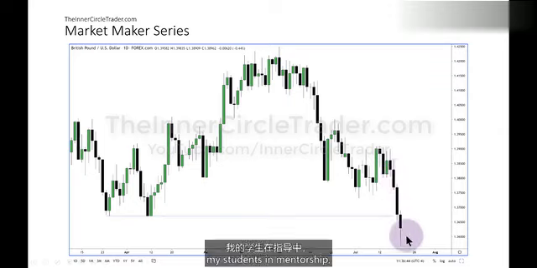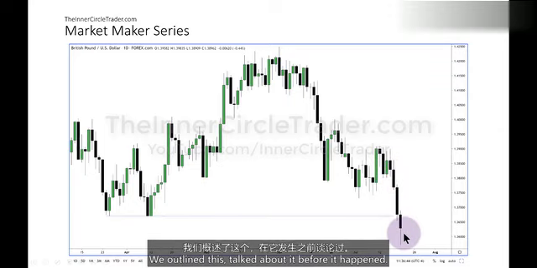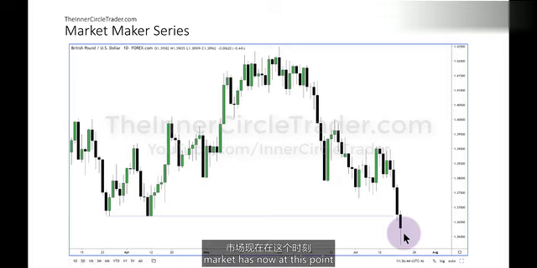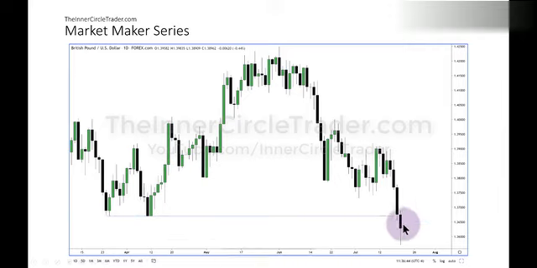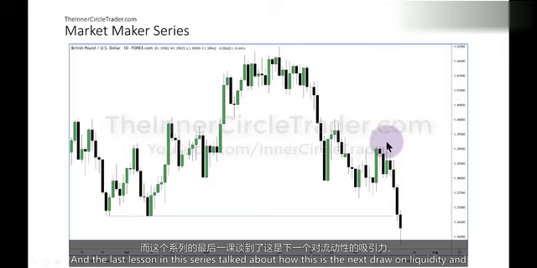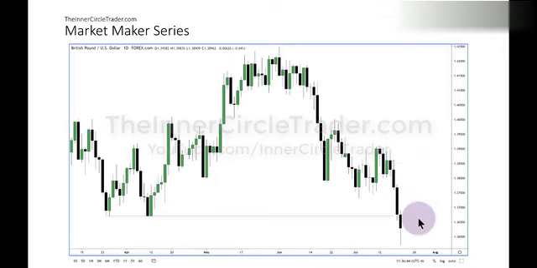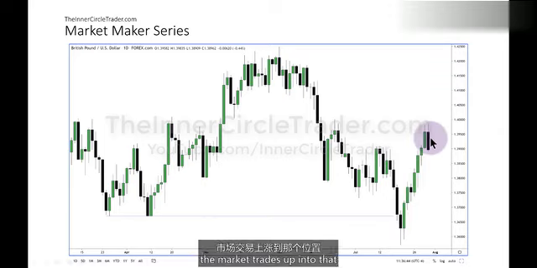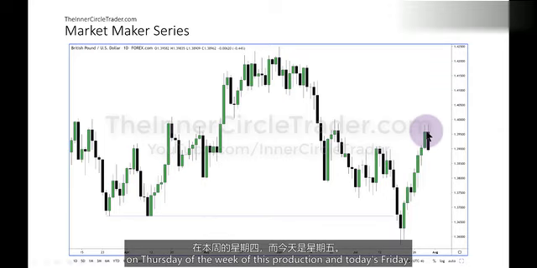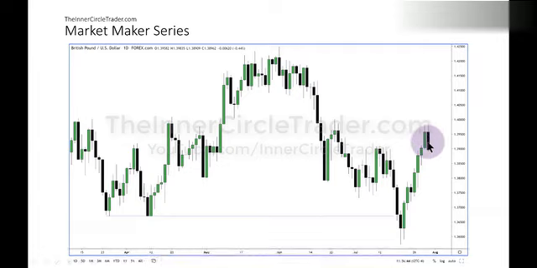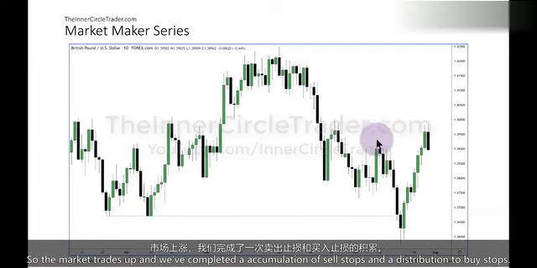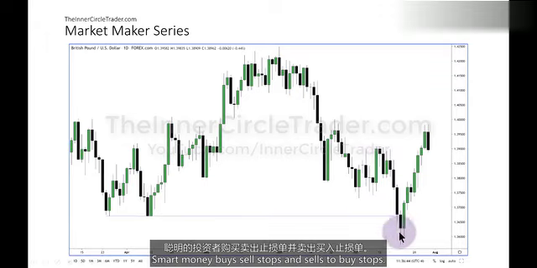All of this here, my students in mentorship, we knew about this. We outlined this, talked about it before it happened. And the market has now, at this point, traded sell stops, accumulated longs, and then we have these relative equal highs. In the last lesson in this series, I talked about how this is the next draw on liquidity, and the market trades up into that on Thursday of the week of this production, and today's Friday. So the market trades up, and we've completed an accumulation of sell stops and a distribution to buy stops. Smart money buys sell stops and sells to buy stops.